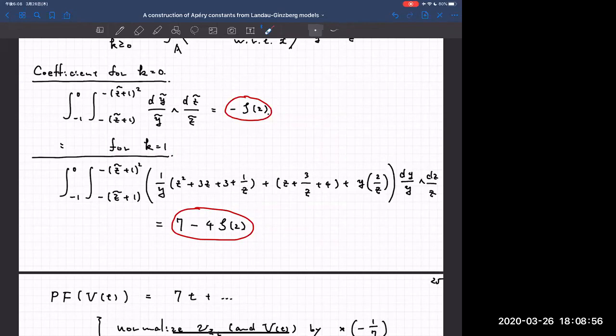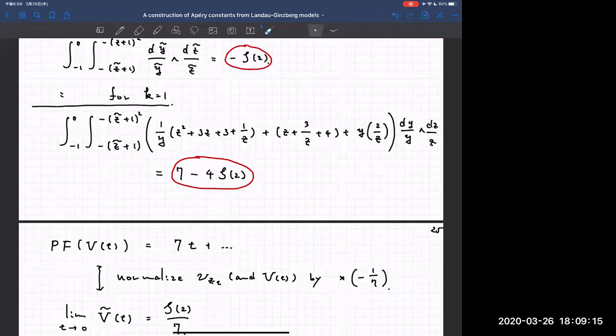So the integral is given as follows, and this is the result I just obtained last weekend, so I haven't informed even Professor Matt Kerr of this fact, but maybe immediately I will talk with him and discuss more about this result. But the miracle is that actually we obtain 7 here. And the constant 7 minus 4 zeta 2.